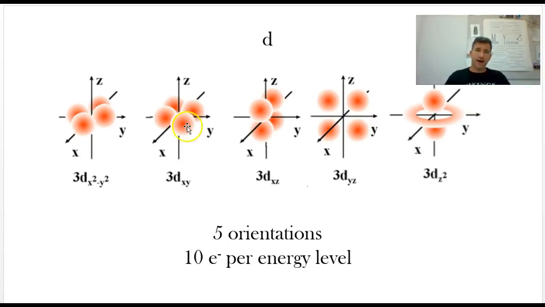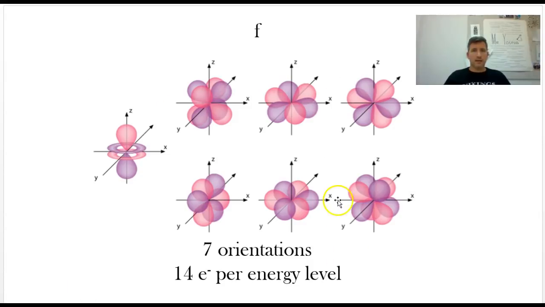Okay? Now there are 5 of them that can fit per energy level, and again you want to think of them as overlapping one another. And since there are 5 of them per energy level, that means we can have 10 electrons in D-shaped orbitals per energy level. The last one I'll show you is super funky and weird looking, and it is F.